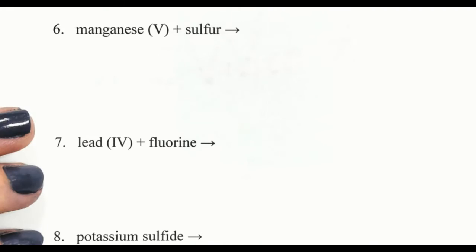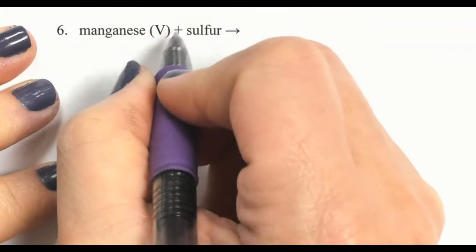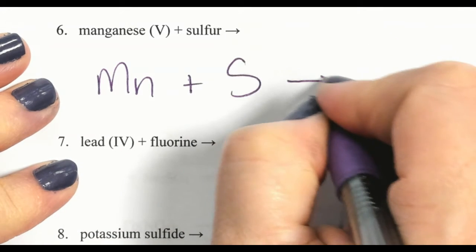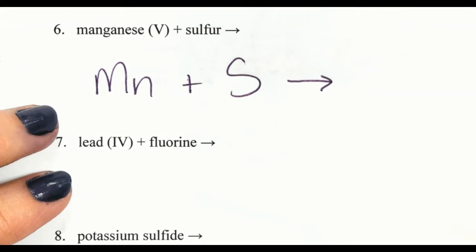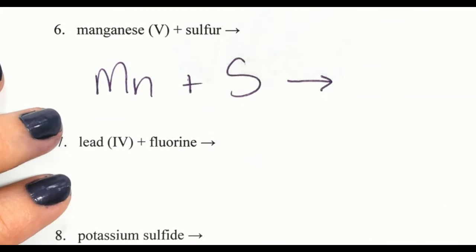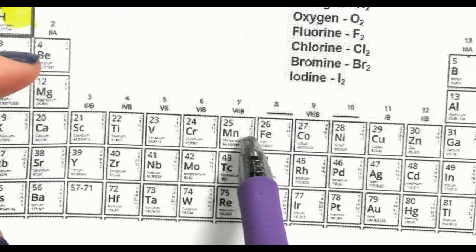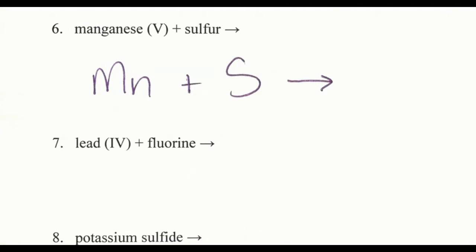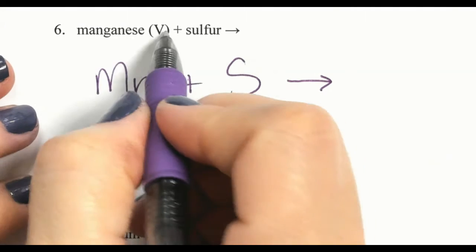Number 6, we have manganese, Roman numeral 5. We don't need the Roman numeral at the moment, so we're going to just write manganese here plus sulfur and then yields. Now, are either one of these a diatomic? If you go look at your periodic table, manganese is not a diatomic and sulfur is not a diatomic. So this is an element plus an element, which makes it a synthesis reaction.